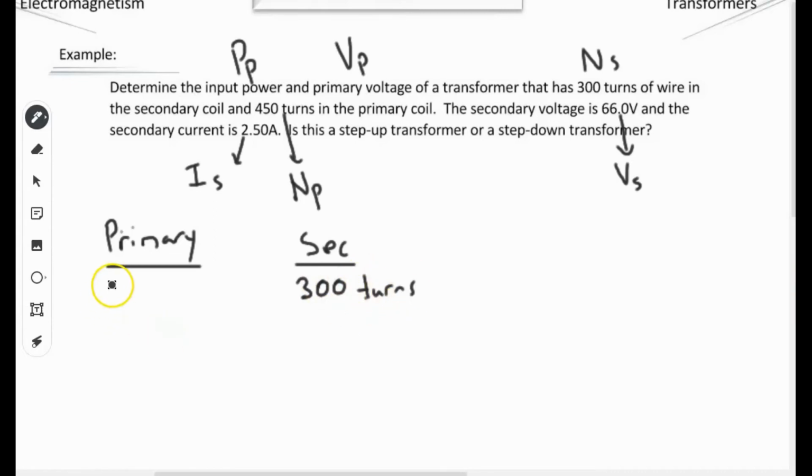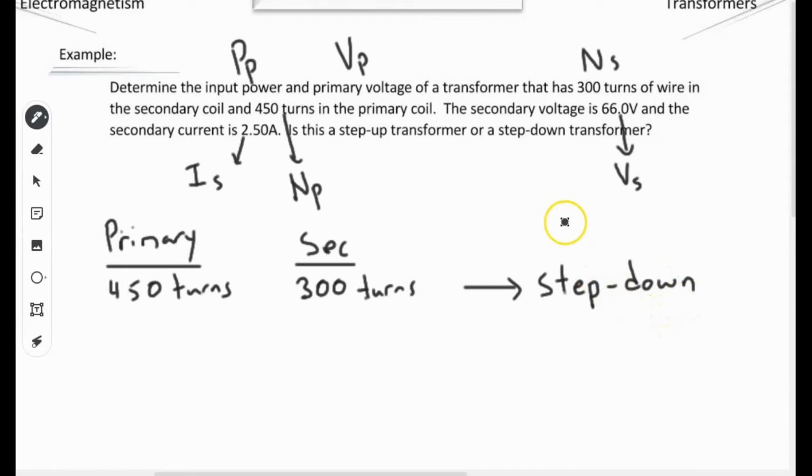And in the primary, we have 450 turns. So that means we're reducing the amount of turns. If you reduce the number of turns, you reduce the voltage, so that is a step down transformer. So that's what we have. We have a step down transformer.